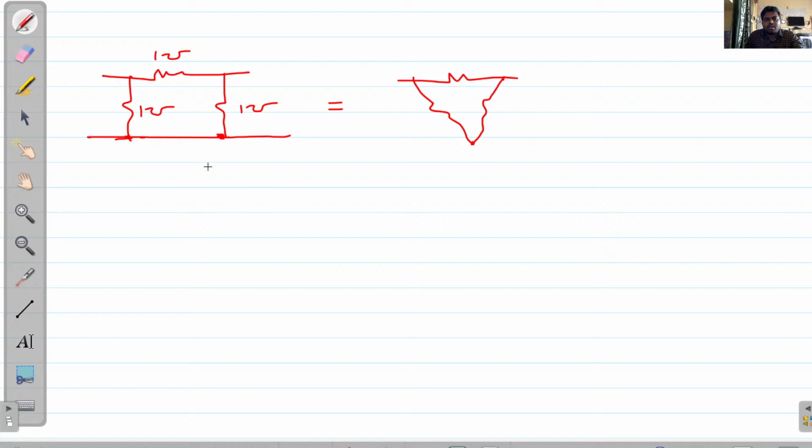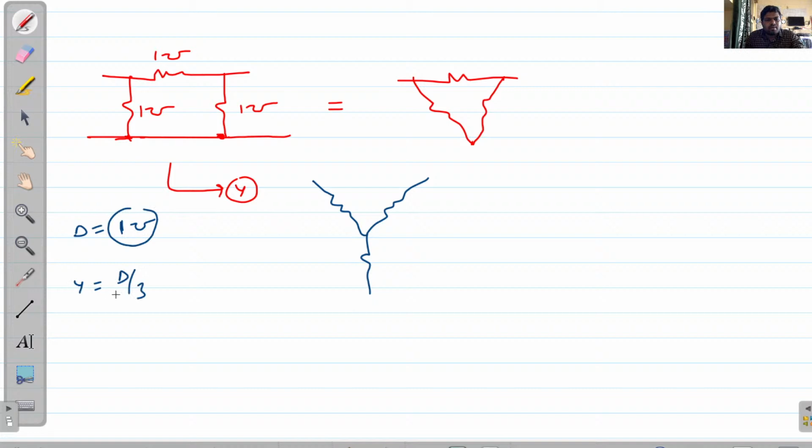Now you can convert it into Y format. So this is your Y format. But if you observe this, this delta network has 1 mho, not 1 ohm. That is very important. Already Y conversion is Y equals delta by 3. So 1 by 3 mhos here, not ohms.